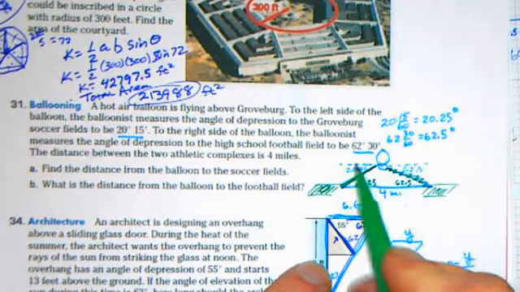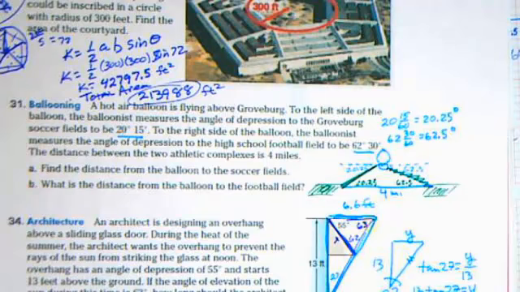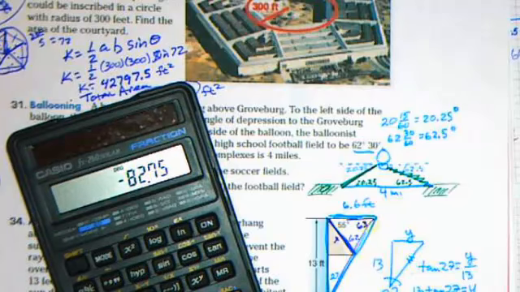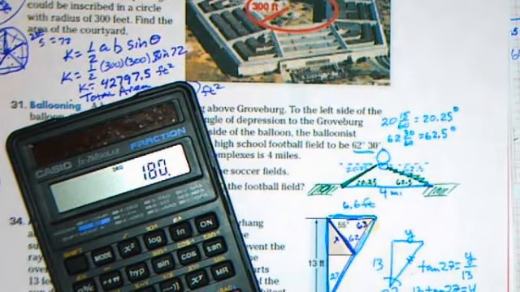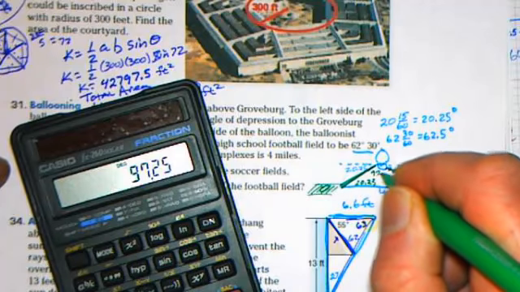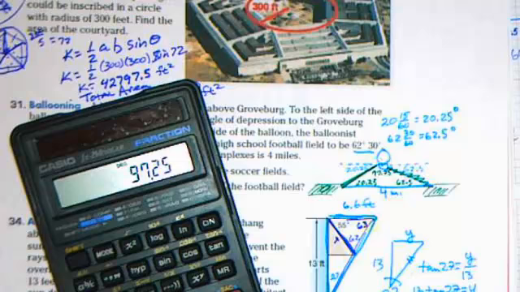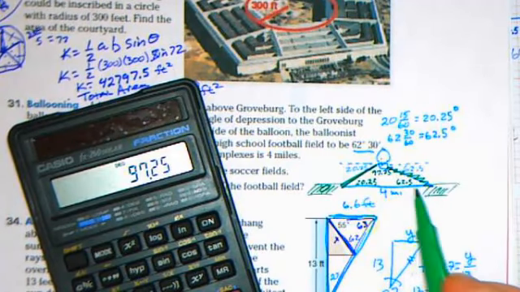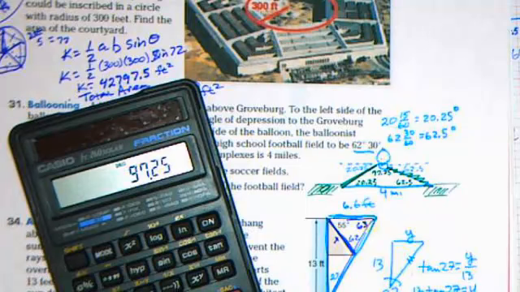I could have done supplementary and added all these up and made them equal to 180. But if I add the 62.5 and the 20.25, I get 82.75. I want to find the difference of that and 180. Comes out to be 97.25. So this top angle here is 97.25. I've got an angle on its opposite side. I need to find this ratio, this angle with its opposite side, which is to the football field, and this one to the opposite side, which is to the soccer field. So that problem is set up enough where you can apply the law of sines.